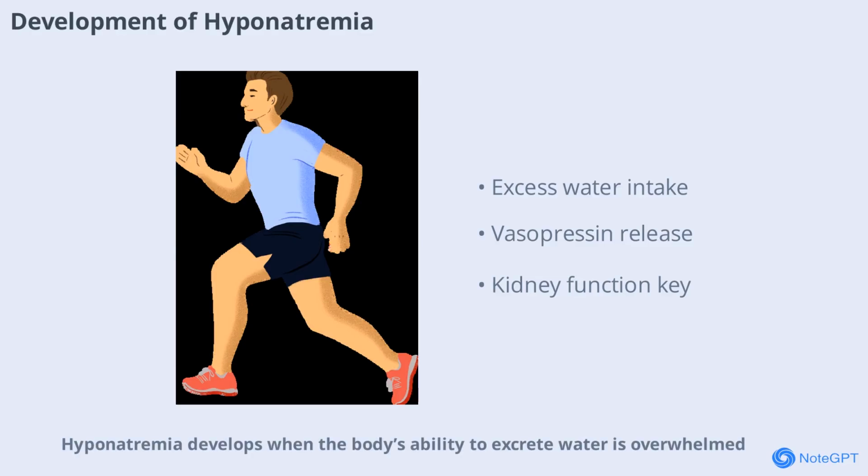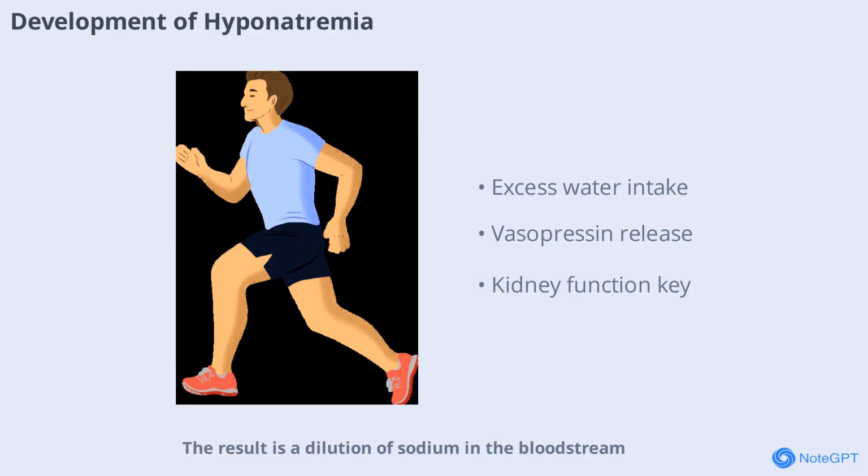Hyponatremia develops when the body's ability to excrete water is overwhelmed. This can happen due to excessive water intake, increased vasopressin release from stress or medications, or decreased kidney function. The result is a dilution of sodium in the bloodstream, leading to the symptoms and risks we've discussed.